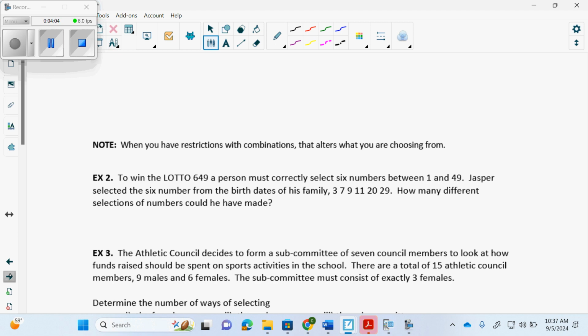So here it says, to win the Lotto 649, a person must correctly select 6 numbers between 1 and 49. Jasper selected 6 numbers from the birth dates of his family: 3, 7, 9, 11, 20, 29. How many different selections of numbers could he have made? So how many numbers does he get to choose from? Lotto 649. 49. And he chooses how many? 6. And it's a C because the order in which you get them doesn't matter.